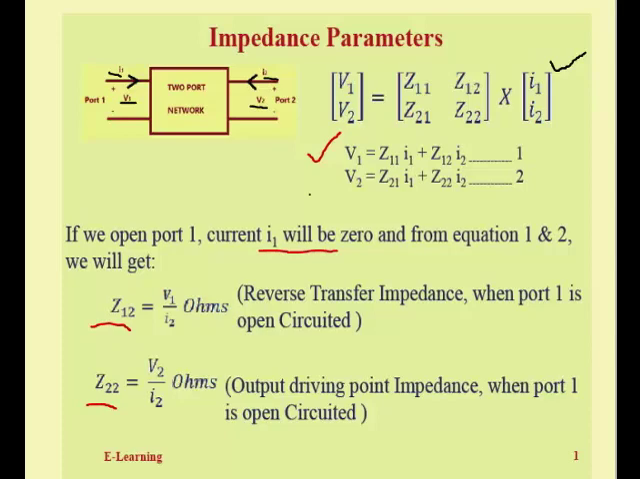Z12 is known as reverse transfer impedance when port 1 is open circuited, and Z22 is the output driving point impedance when port 1 is open circuited. So we have opened the first port and got the values of these two parameters.